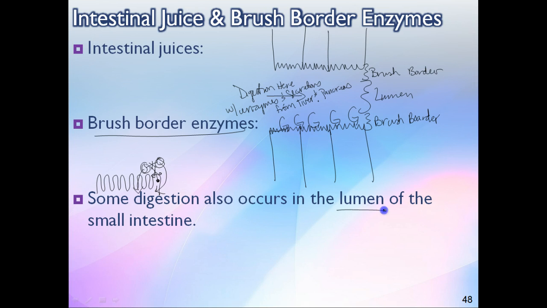Now, again, some digestion does occur in this lumen area, this open gap, this open space, but that digestion that occurs there is due to the enzymes secreted by the pancreas and the liver that were dumped in at the duodenum.